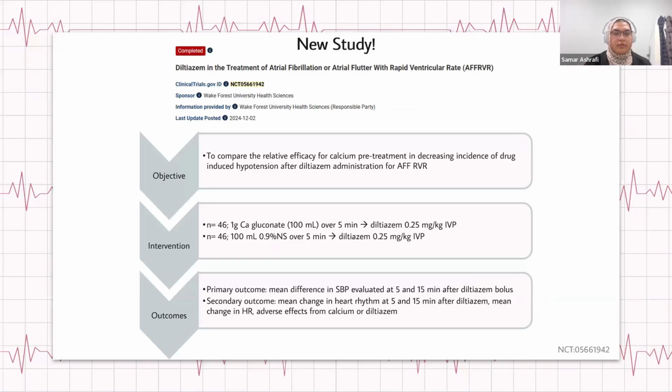So we enrolled about 46 patients in each arm, and we were looking at our primary outcome, which is a mean difference in systolic blood pressure at the 5 and 15-minute mark after the bolus. And then the secondary outcomes included any change in rhythm, mean change in heart rate, or adverse effects from either the calcium or the Diltiazem. Our results and our stats are still pending. The trial actually just finished enrollment not too long ago, but it just continued to point out that there are still trials. The one that I just discussed came out in December, and there are further studies that are looking at possibly differing doses of calcium as well.